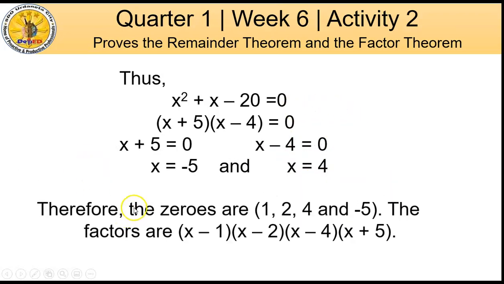Therefore, the zeros of the polynomial are 1, 2, 4, and negative 5. The factors are x minus 1, x minus 2, x minus 4, and x plus 5.